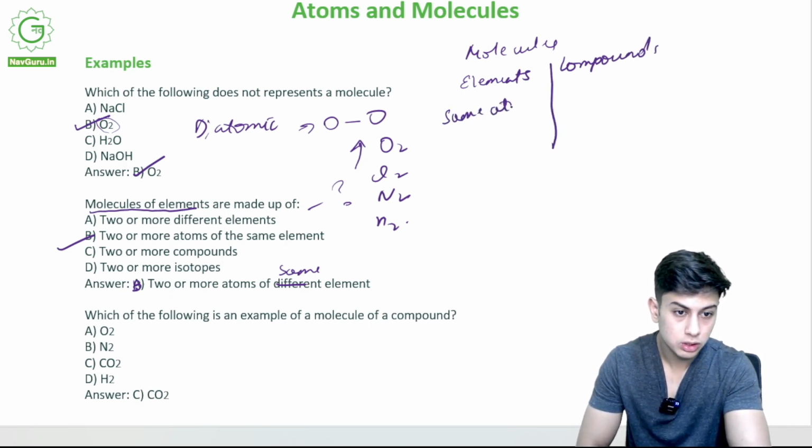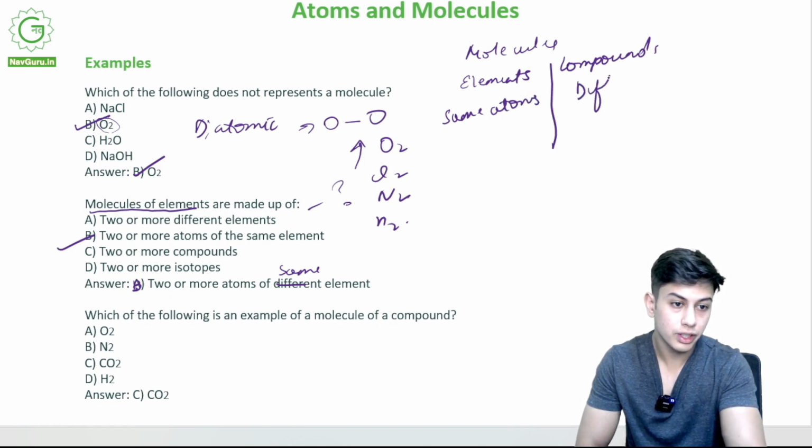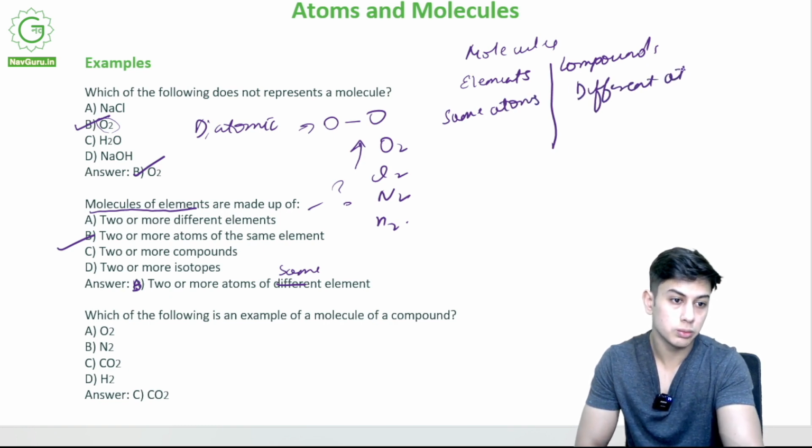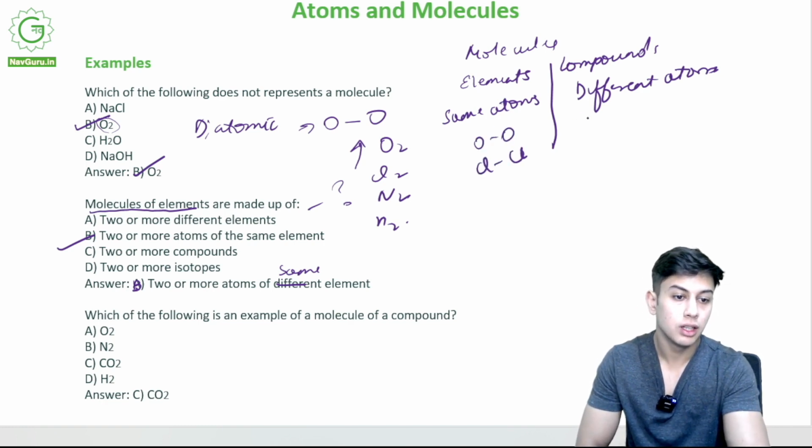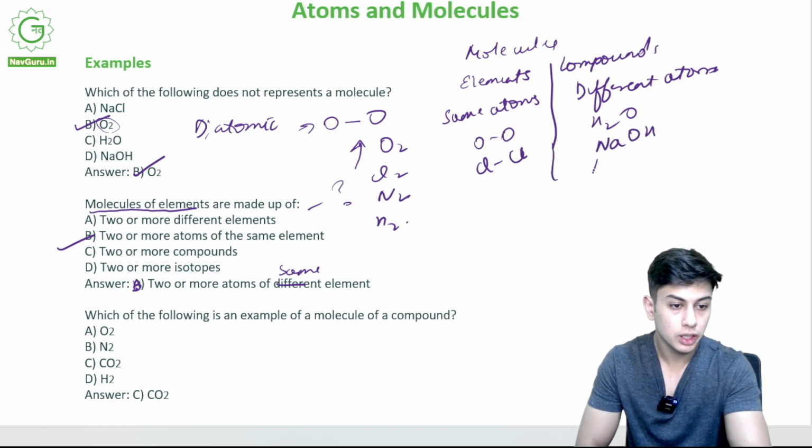Same atoms versus different atoms. This is formed by O and O, this is formed by Cl and Cl. Over here it will be H2O, it should be NaOH, Na2O.